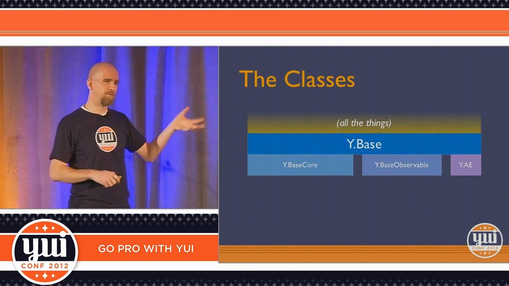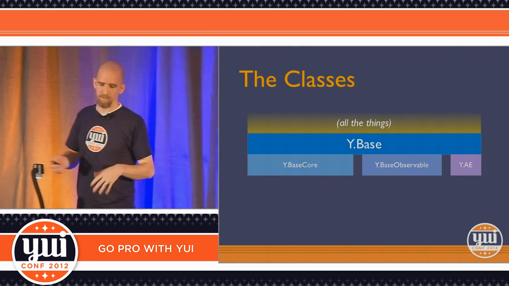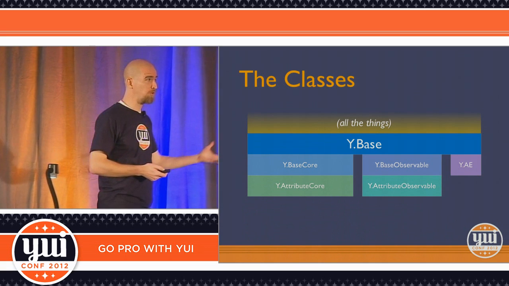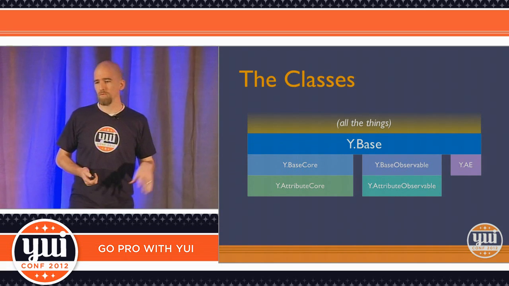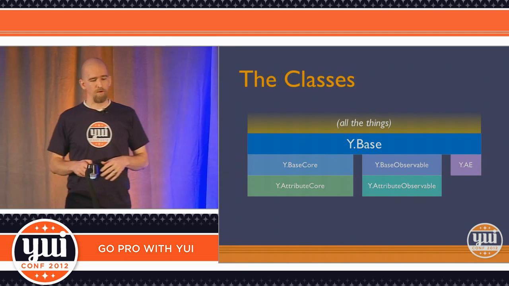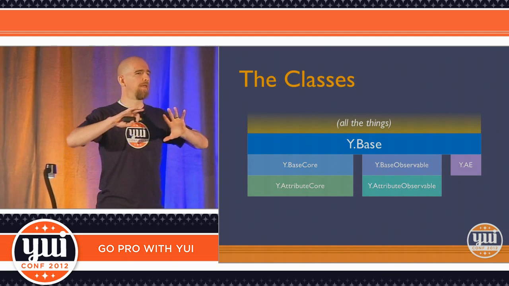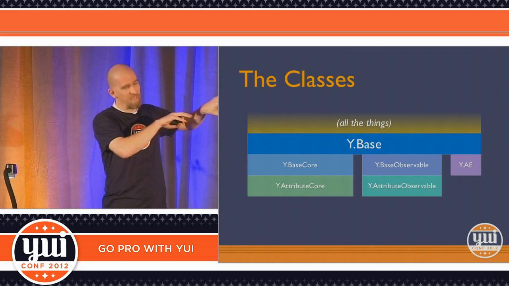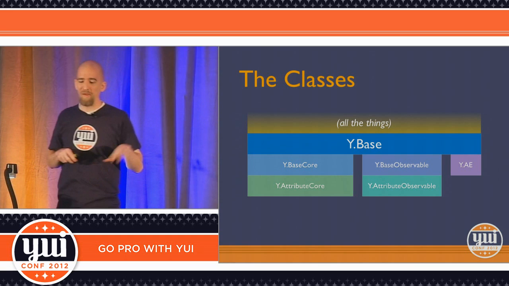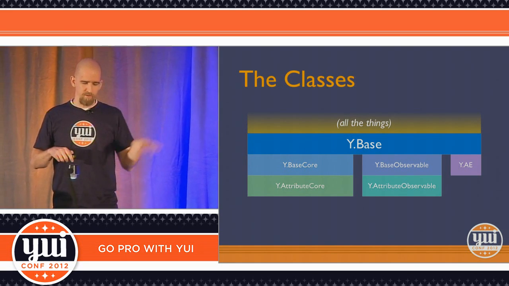So core is where the lifecycle comes in, and observable is where the events and things come in. Now under the hood, base core sits on top of attribute core, and base observable sits on top of attribute observable. So really what we're going to be talking about are that attribute core and attribute observable, and then there's a sprinkling of other little modifications to how attributes work in base core specifically that we'll interject as we go along.